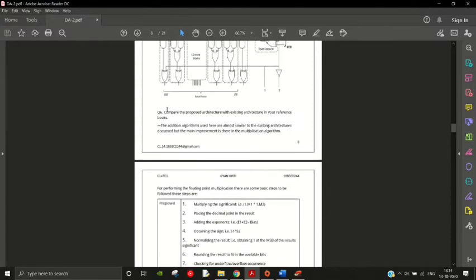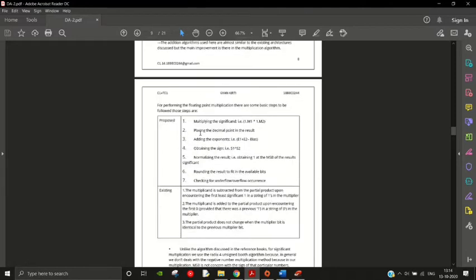Sixth question was to compare the proposed architecture with existing architectures in our reference books. So the addition and subtraction algorithms used here are almost similar to the existing architectures discussed, but the main improvement is seen in the multiplication algorithm.